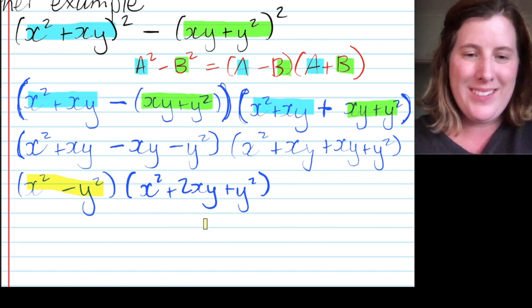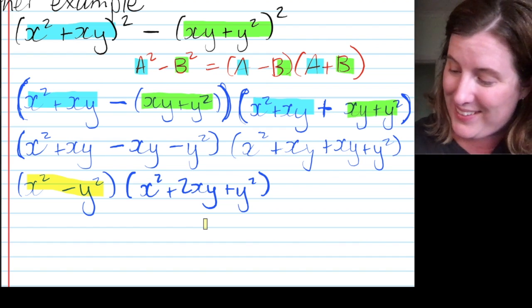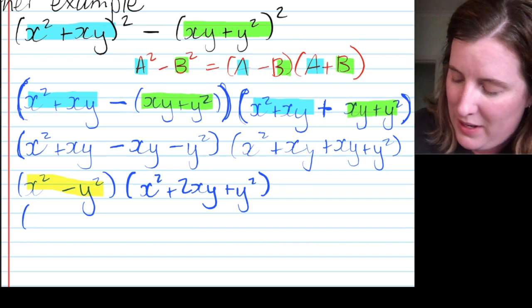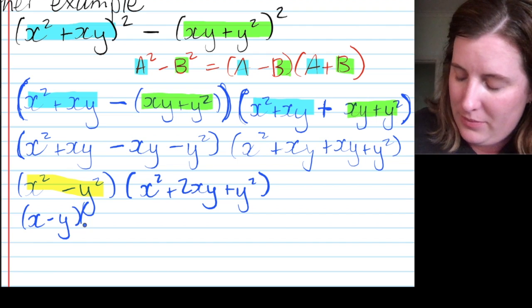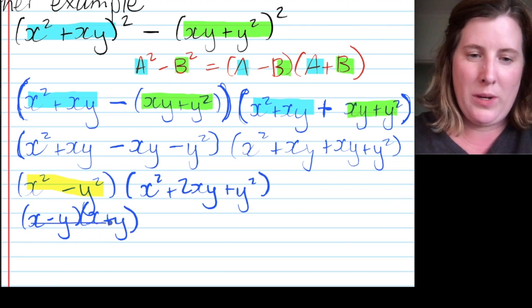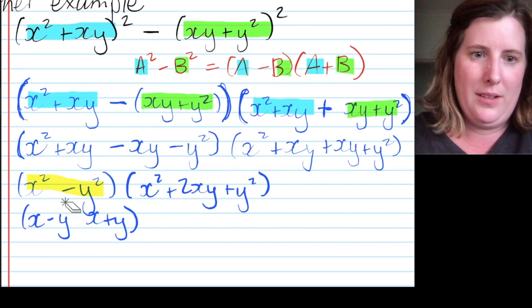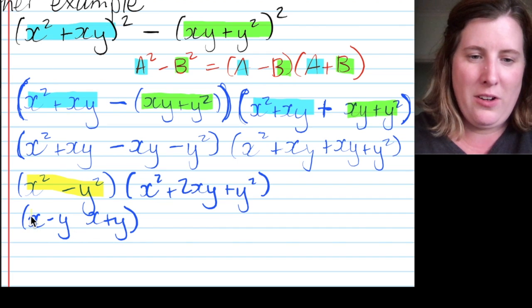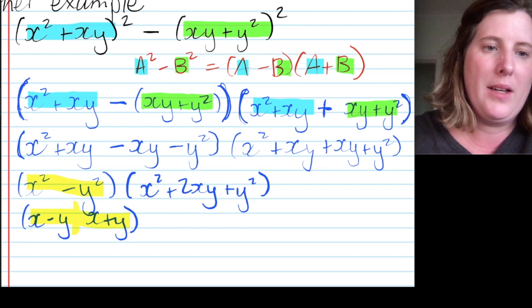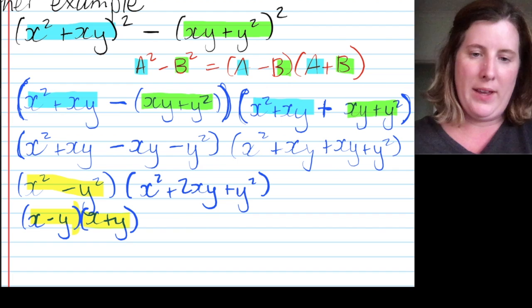x squared take y squared. I can obviously factorize that again using difference of two squares. Okay, let's do that. My first term's x, my second term's y, so that's going to be x take y, x plus y. So this whole x squared take y squared, let me put my brackets back in, has become the x take y, x plus y.